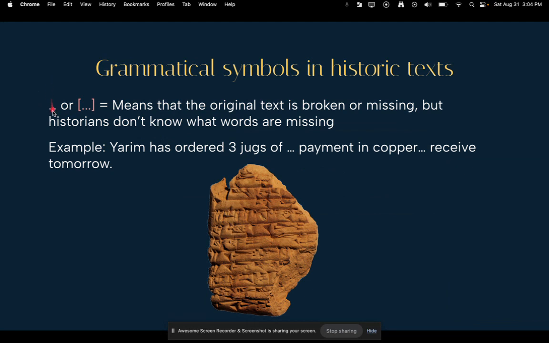You might also see the three dots, or the three dots in bracket. And this means that the original text is broken or missing, but historians don't know what words are missing. This happens a lot in ancient history because a lot of the times things were written on clay or stone and they get fragmented. So for an example, it might say, Yarim has ordered 3 jugs of, and then it might be broken. So there's ... Payment in copper ... Received tomorrow.